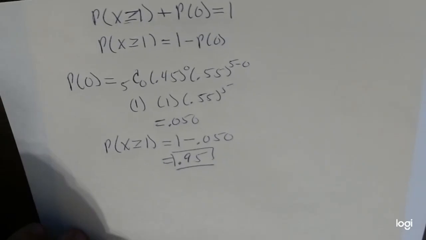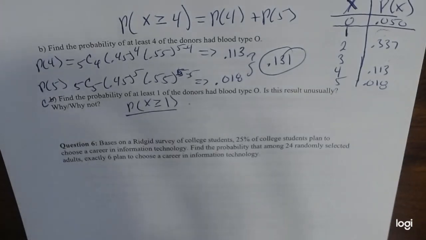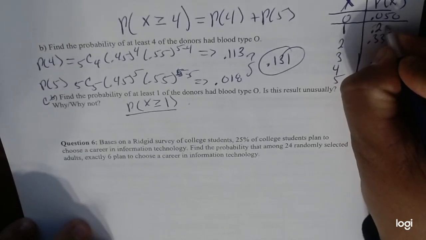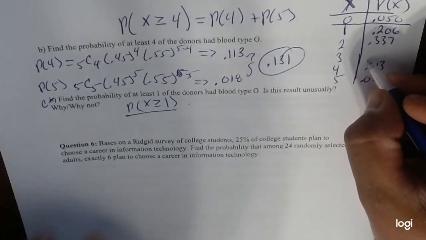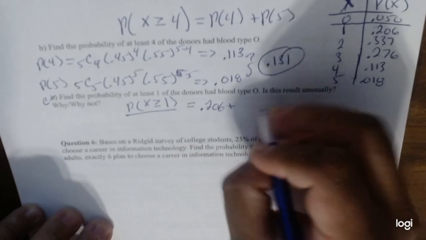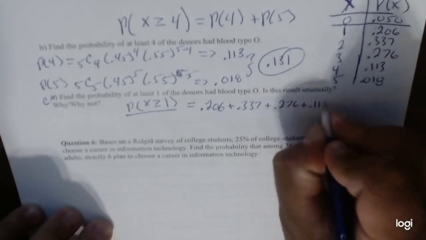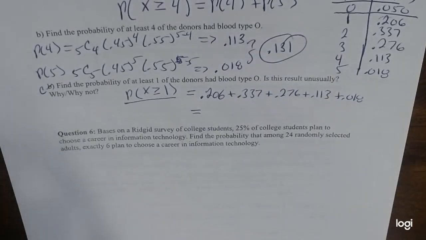Now, let's suppose you really want to brute force your way. In other words, find the other values and sum them up. Well, I did it already for you guys, so if you want to try it out, if x equals 1, you should get 0.206. And when x equals 3, you should get 0.276. So if I want to add each one individually, that's going to be 0.206 plus 0.337 plus 0.276 plus 0.113 plus 0.018. If you add them all up, that should give you 0.95 as well. So go ahead and check.